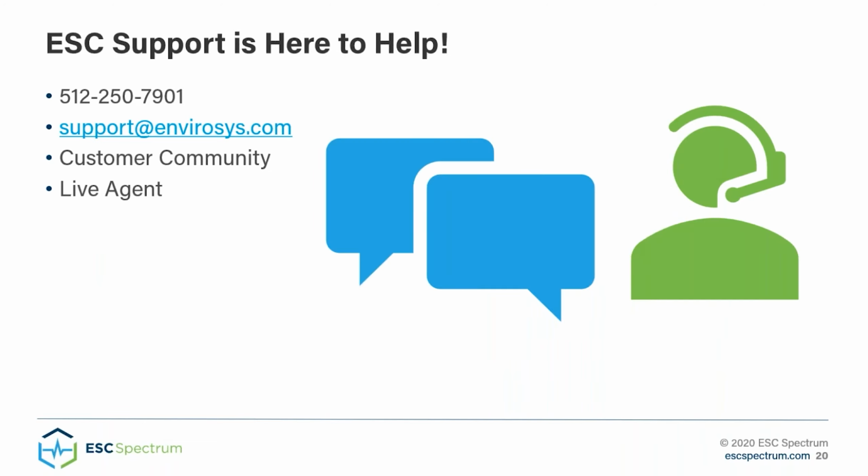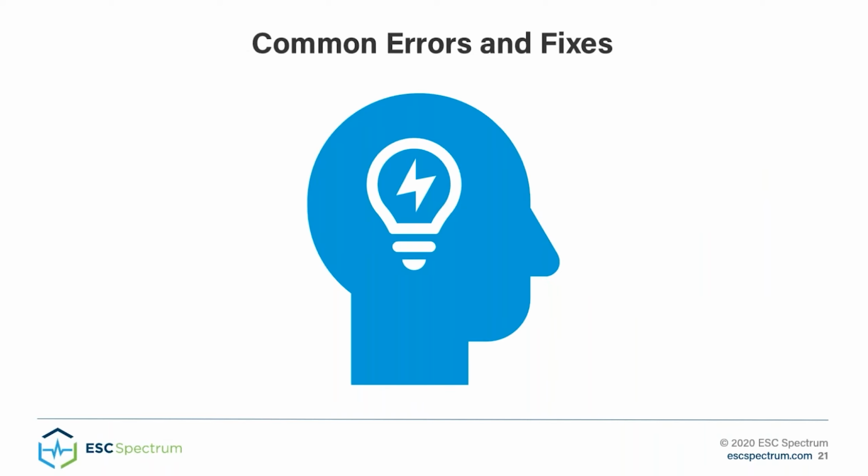And so support is always here to help. That's the main support line, 512-250-7901. That's the main support email. There's the customer community, which we just talked about, and then we've got Live Agent, which is pretty cool. That doesn't get used a whole lot. You have to log into the customer community to use it. But if it's just a quick question you might have, there's always somebody available there to help answer that during normal business hours. So give that a shot. That might be a tool that you can start using more and more.